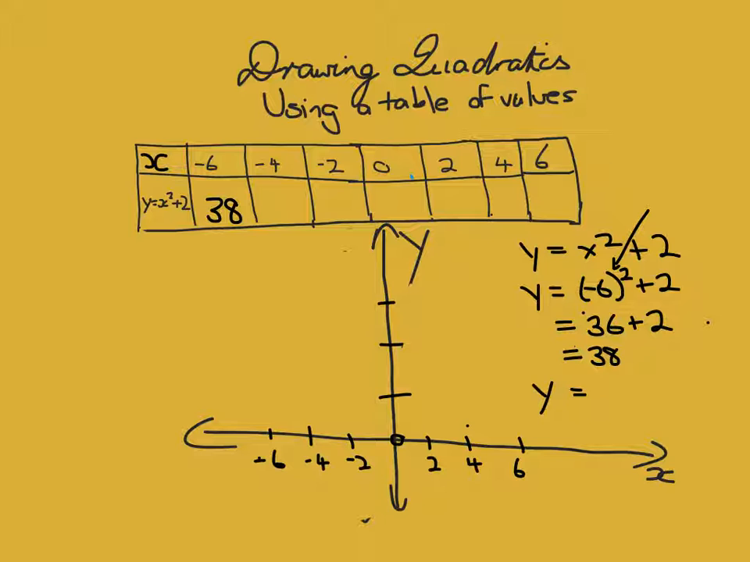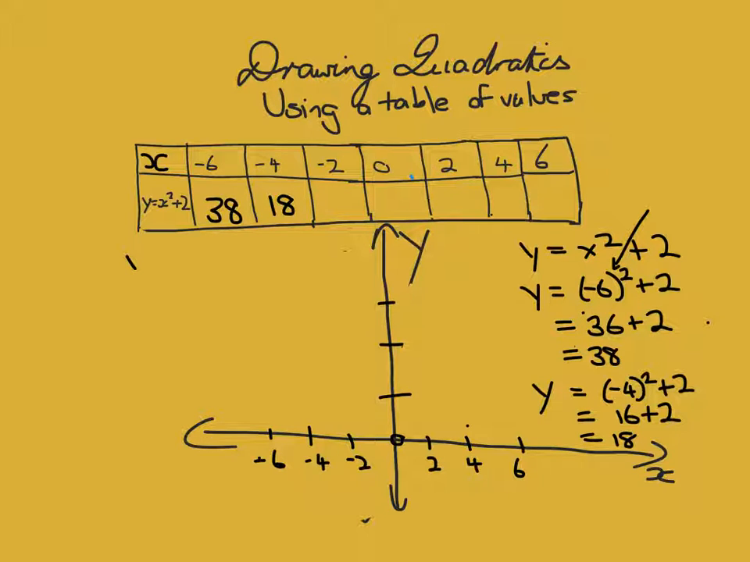What about when x equals negative 4? Y is going to equal negative 4 squared plus 2, which is going to be 18. So because negative 4 squared is 16, plus 2 equals 18. And we can keep on filling it out like that. Let's do one more.